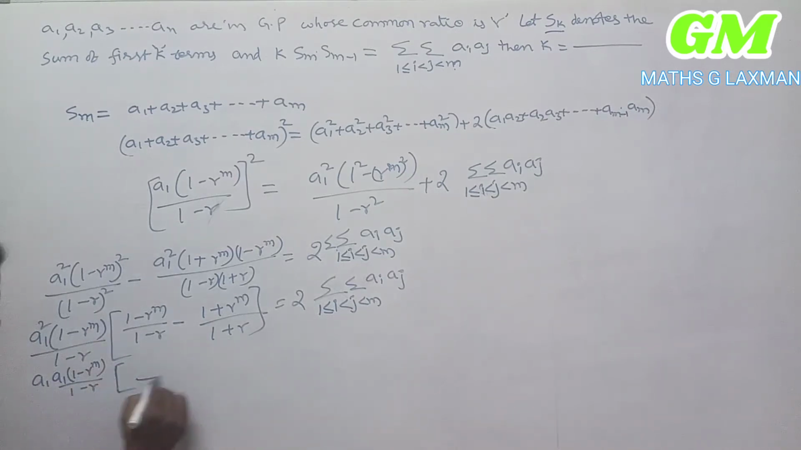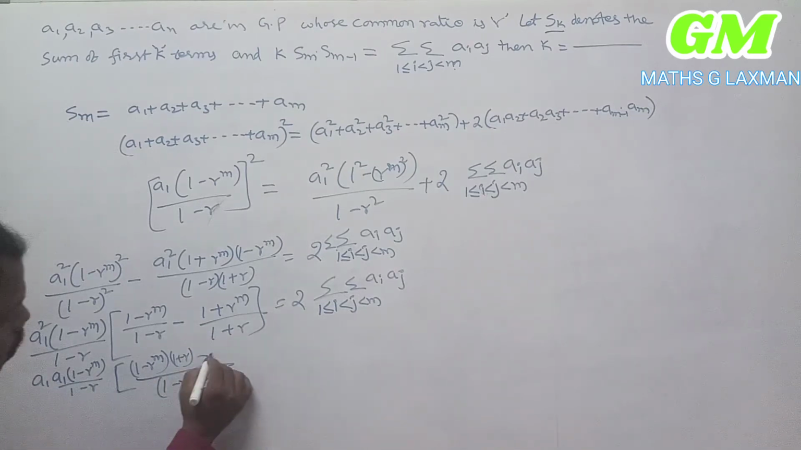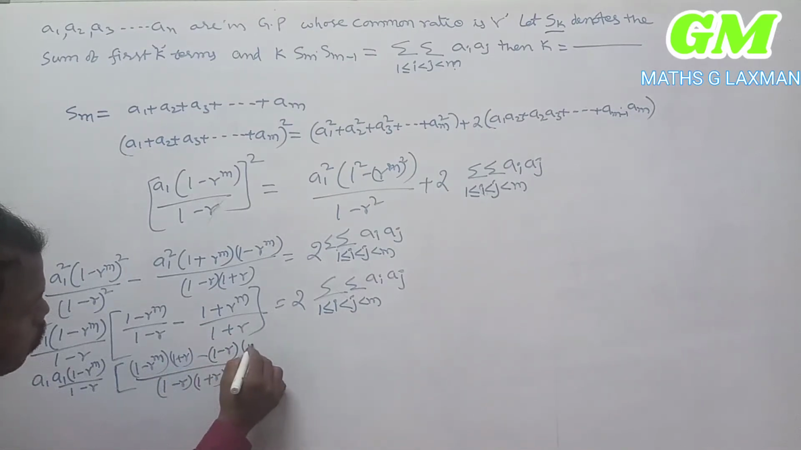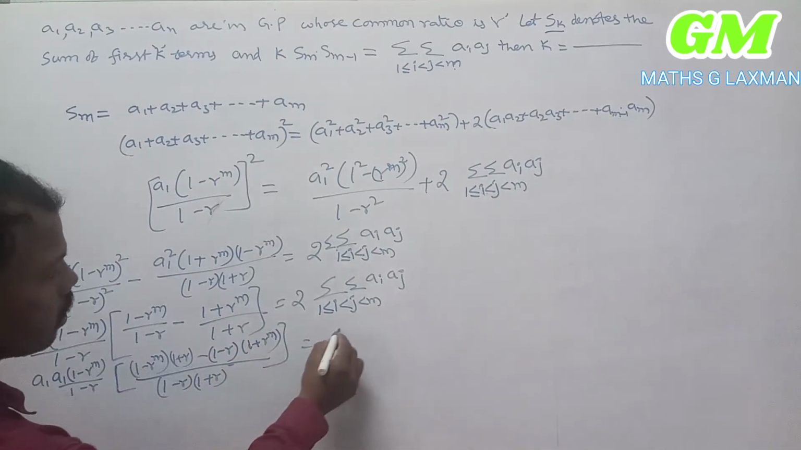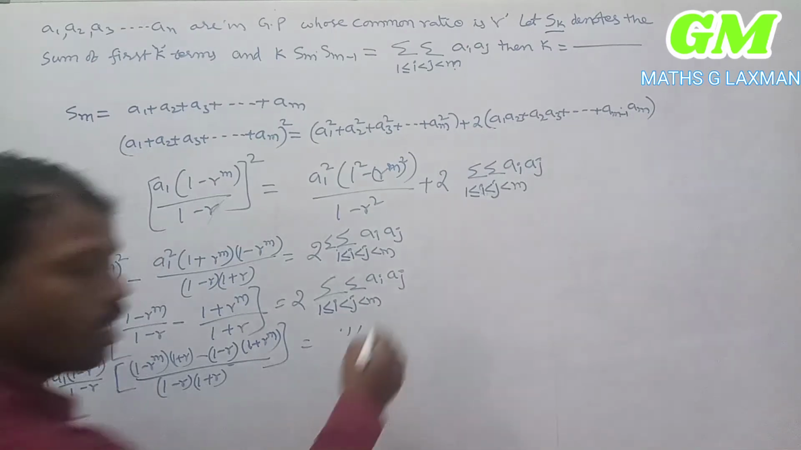So this we take as a common, (1 minus r) into (1 plus r). So (1 minus r^m) into (1 plus r). So minus of this, the 1 minus r will be cancelled, so you will get 1 plus r. Then here 1 plus r will be cancelled, you will get 1 minus r. So (1 minus r) into (1 plus r^m). So the right side is the same. Then simplify this.